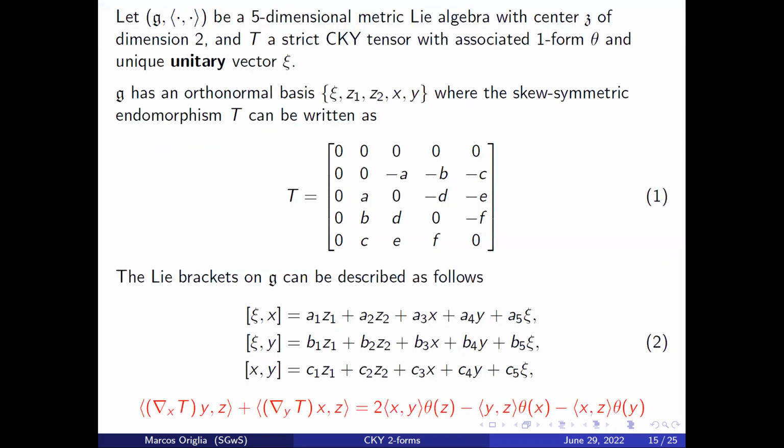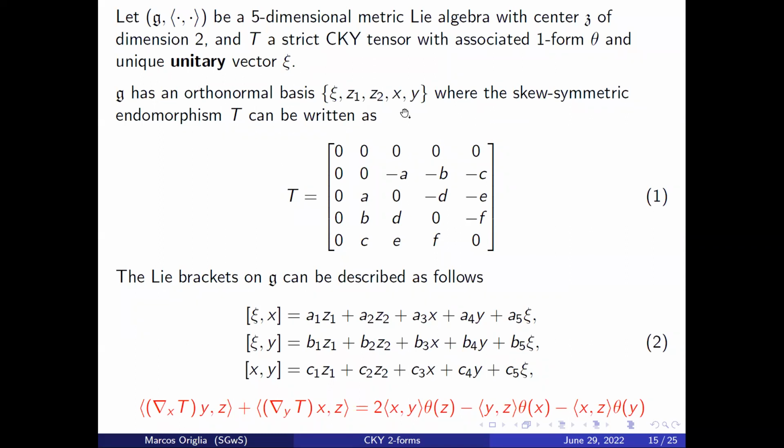So this is the idea. So we get a very arbitrary situation: a 5-dimensional metric Lie algebra, T is a strict conformal Killing tensor. That's important. It's strict.